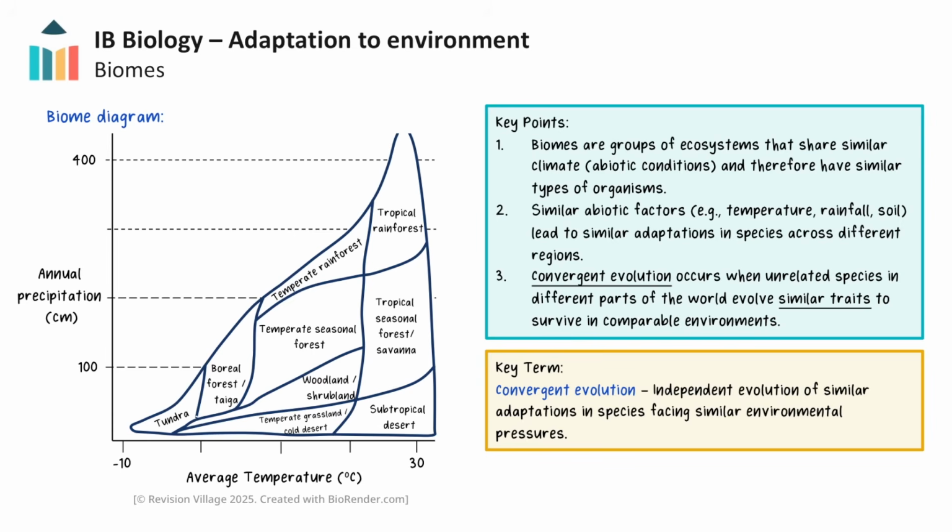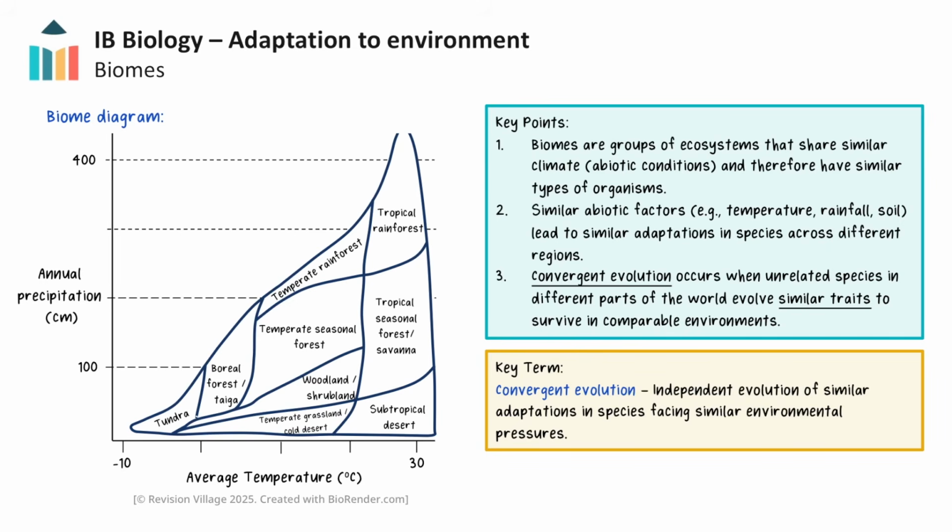This brings us to a fascinating concept: convergent evolution. It occurs when unrelated species evolve similar traits because they face similar environmental pressures. For example, cacti in the Americas and euphorbias in Africa both store water in thick, fleshy stems and have spines to reduce evaporation, yet they come from entirely different plant families. Their similarities are a result of adaptation to the same kind of dry, hot environment.